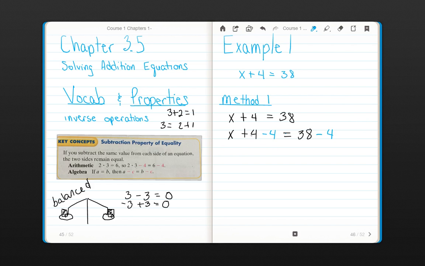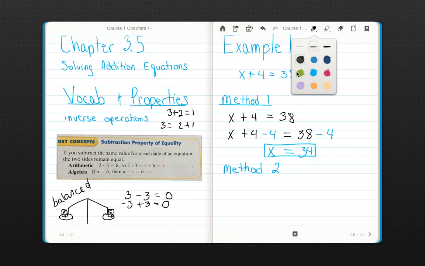So x plus 4 minus 4 equals 38 minus 4. So that leaves x all by itself. x equals 38 minus 4, which is 34. So method 1 is showing your subtraction sideways on the same line. Method 2 is the way that you will see me do it most commonly in class. However, you can use either method.